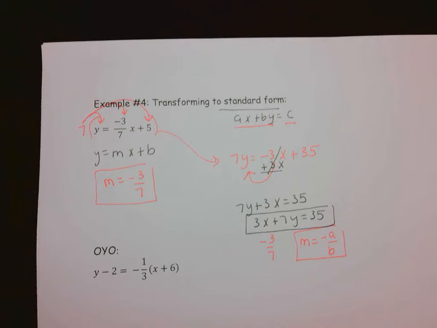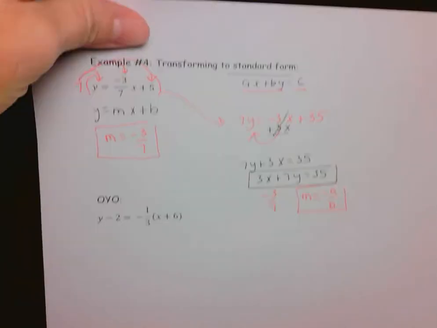Pause the video and make sure that you see and understand that. When a line is in standard form, appropriate standard form, and remember, appropriate standard form is a cannot be negative and it can't be a fraction. So when your line is in appropriate standard form, your slope is always going to be negative a over b. Okay, so now pause the video.